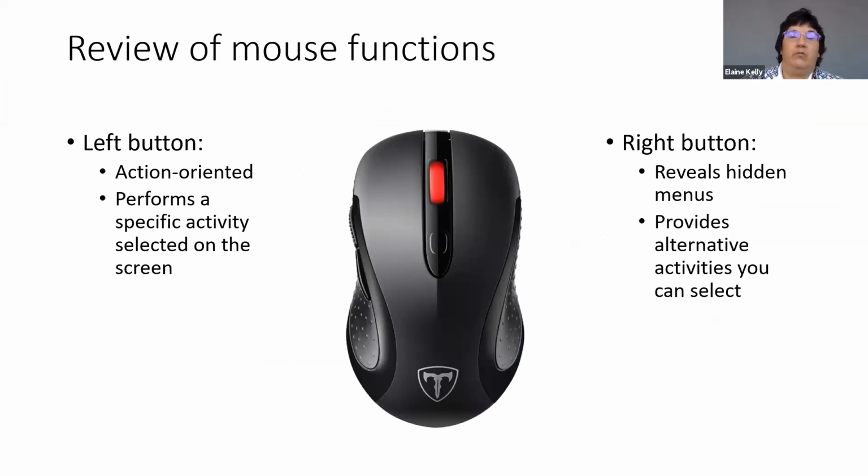Last thing I want to quickly review is the use of the mouse. Now, I do know that a lot of people are already familiar and use the mouse a lot, but I just want to put this out as a refresher. Your left mouse button is very action oriented. You're telling the system to do exactly what I want it to do at that moment in time. The right mouse button, if you click on it, will reveal hidden menus and give you alternative options that you can do on that particular cell at that moment.